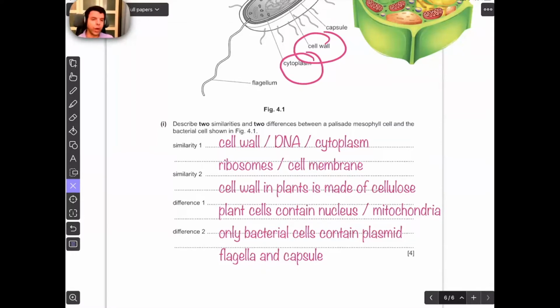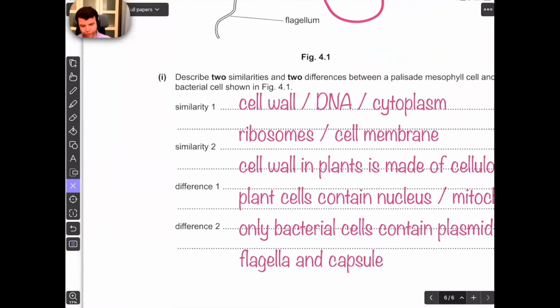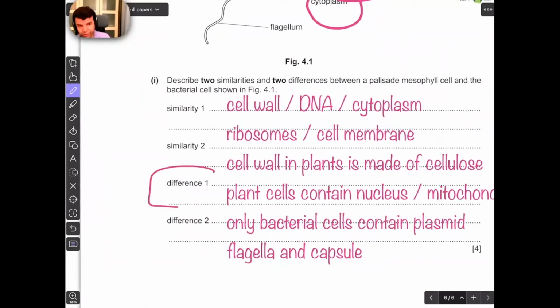Okay, again, very important thing here. When you write in differences, you need to refer to what you're talking about. So if you say circular DNA, you have to say the bacteria have circular DNA, right? Make sure you refer to what you're talking about.